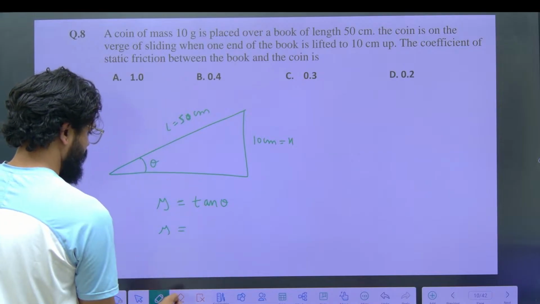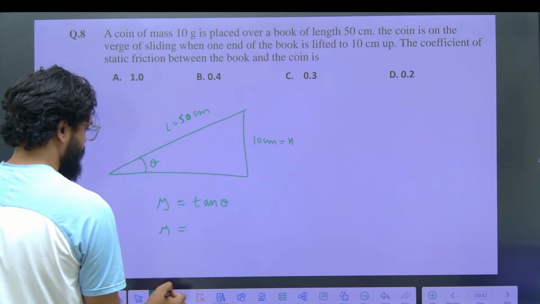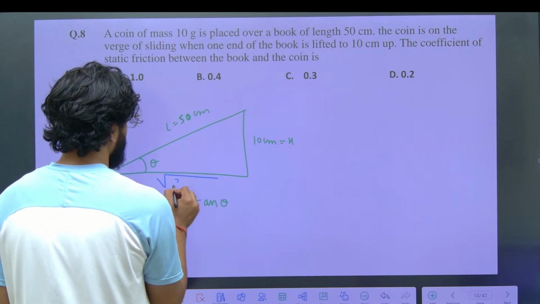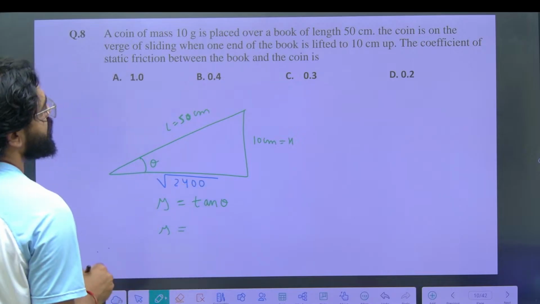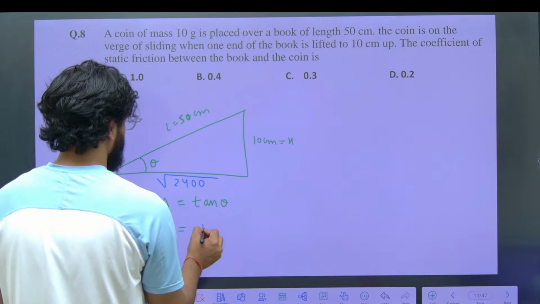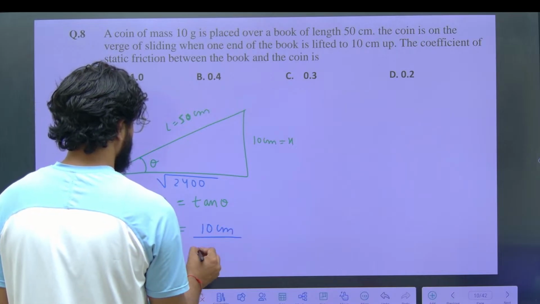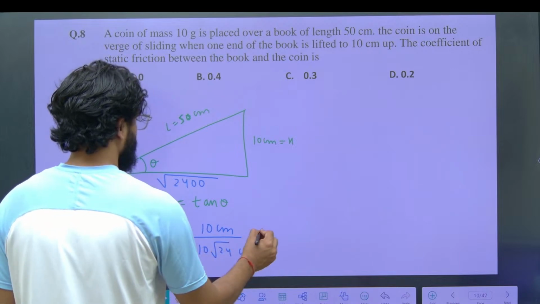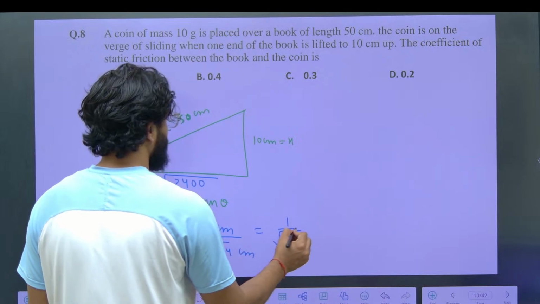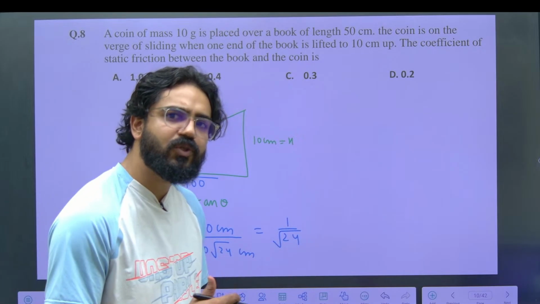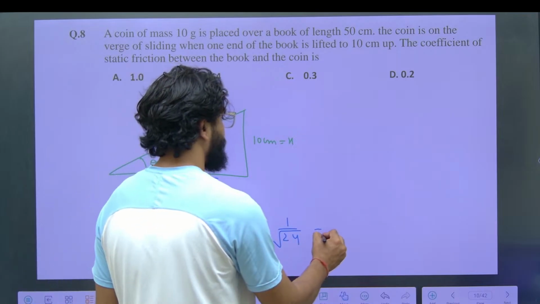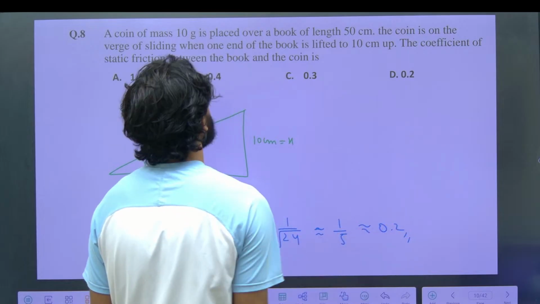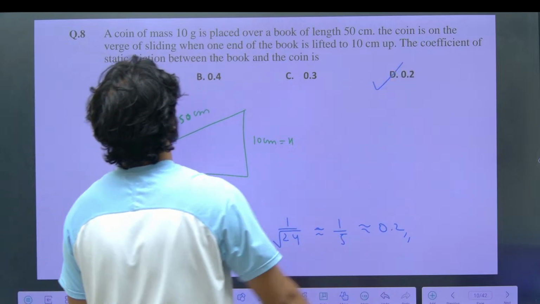Can we calculate this base? Obviously we can calculate this base, so it will be 2500 minus 100, 2400, correct? Yes, okay. So tan theta will be 10 centimeter divided by 10 root 24 centimeter. So it will be 1 upon under root 24. Under root 24 can be assumed as under root 25. So we can approximately write it as 1 by 5, and approximately we can write it as 0.2, right? So the answer over here, it will be D.